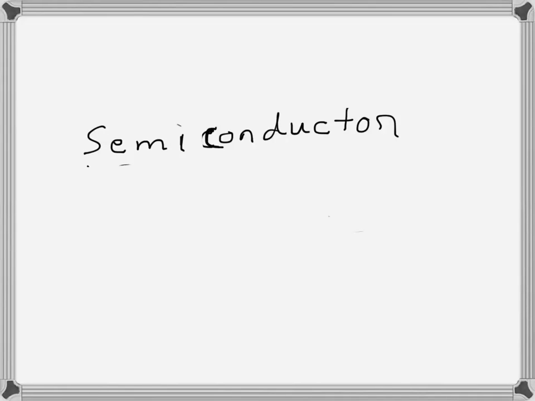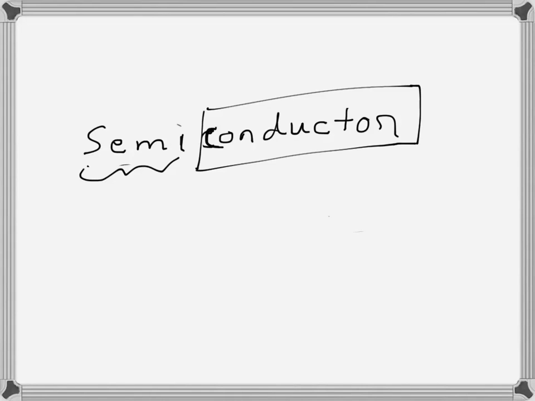This will be a very small video on the introduction of semiconductors. Semiconductor means the conduction level is less than that of a conductor. We know that electrons are the means of current carrying. The flow of electrons is the current flow.